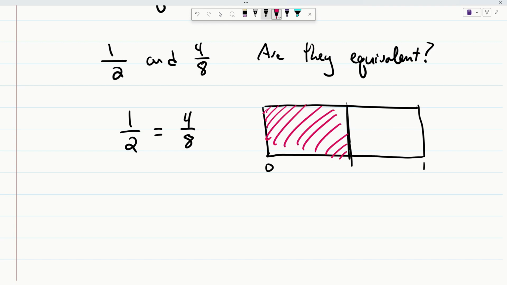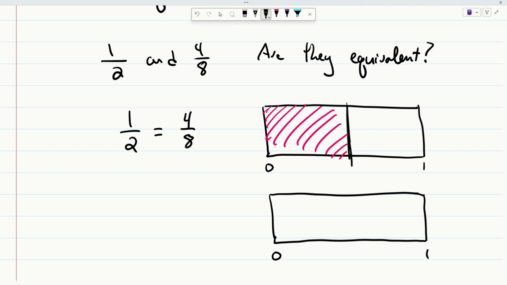Okay? Now, if I do the same exact thing, same exact shape, from 0 to 1, but this time I have to separate this into 8ths, and I need 8 equal pieces.